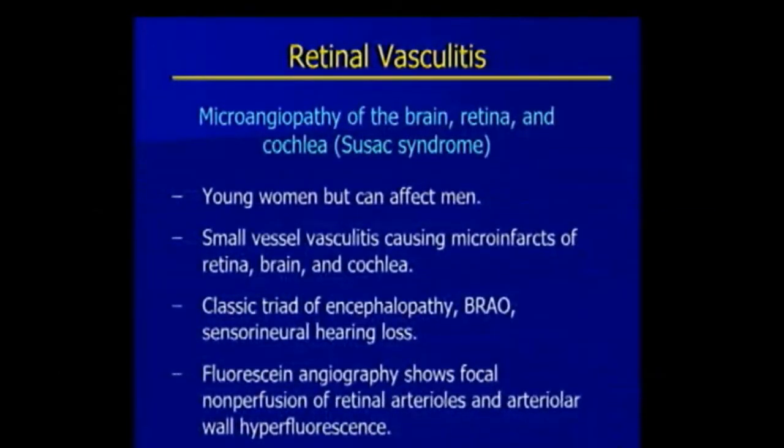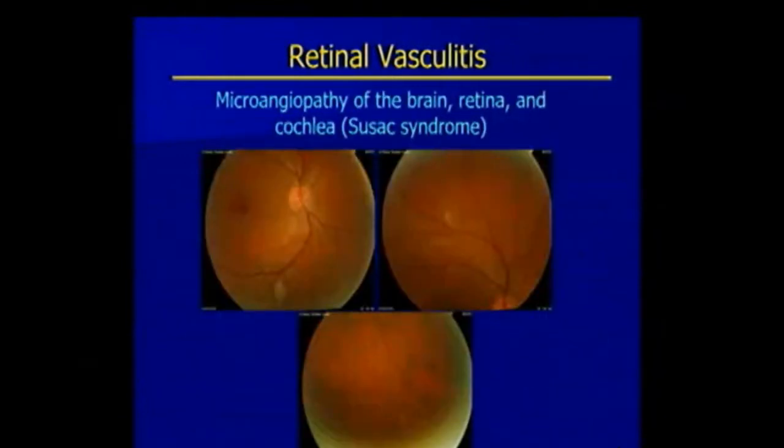How about Susac syndrome? Susac syndrome is a microangiopathy of the brain, retina, and cochlea. It is a small vessel vasculitis causing microinfarctions of the retina, brain, and cochlea. So there is a triad of encephalopathy, branch retinal artery occlusion, and sensorineural hearing loss. The fluorescein angiography is typical. I'm going to show you examples.